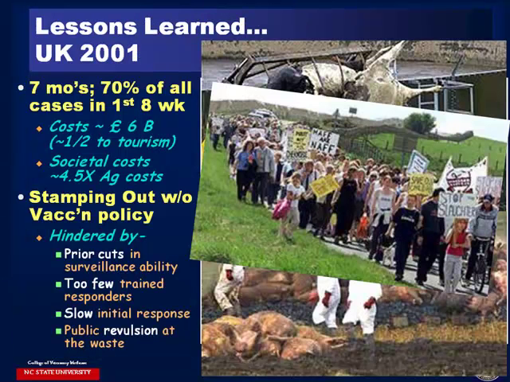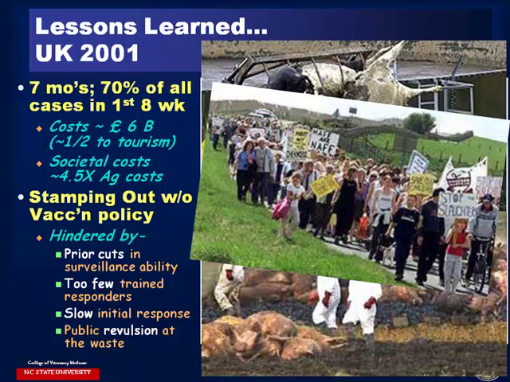Probably the most studied foreign animal disease outbreak was the United Kingdom in 2001 with foot and mouth disease. This is the epidemic curve. The blue is the weekly average number of cases. Started in late February, peaked March, pretty much dropped down by mid-April, and then it went on for 5 more months. 70% of the cases occurred in the first 8 weeks of this outbreak. It hit its peak 4 weeks into it.